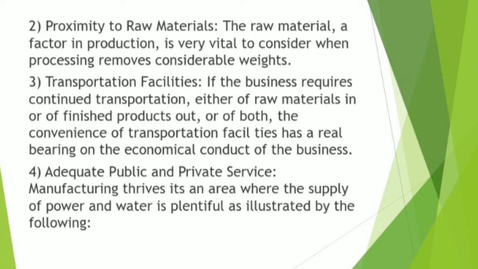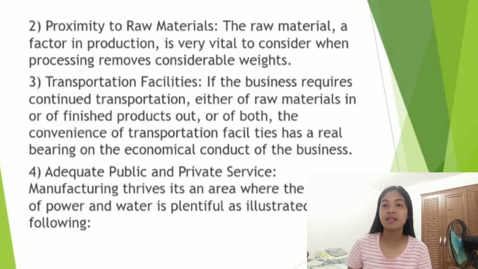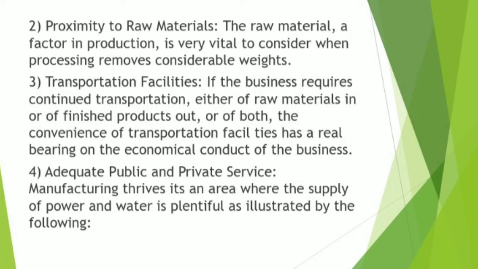2. Proximity to raw materials. The raw material, a factor in production, is very vital to consider when processing removes considerable weight. For example, it is much cheaper to manufacture cement at a place where raw materials are. Another good example that may be mentioned is the meat packing industry located at Chicago or Kansas City in the United States.